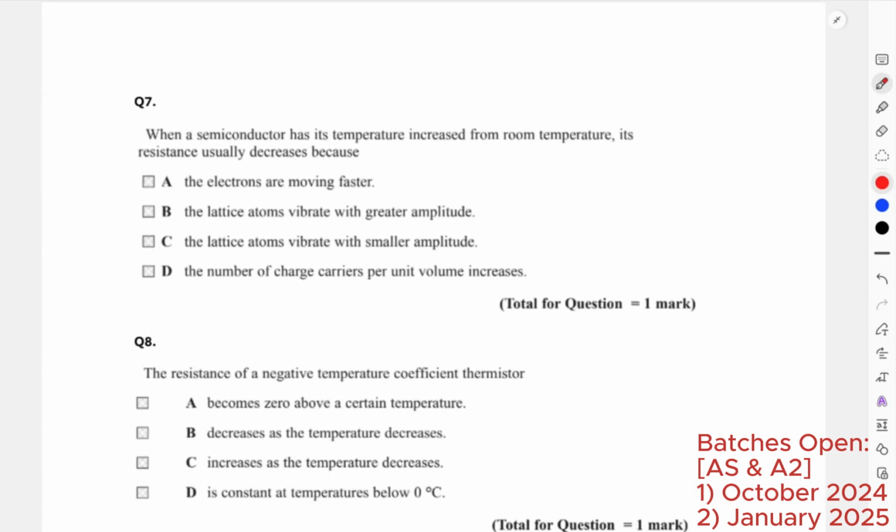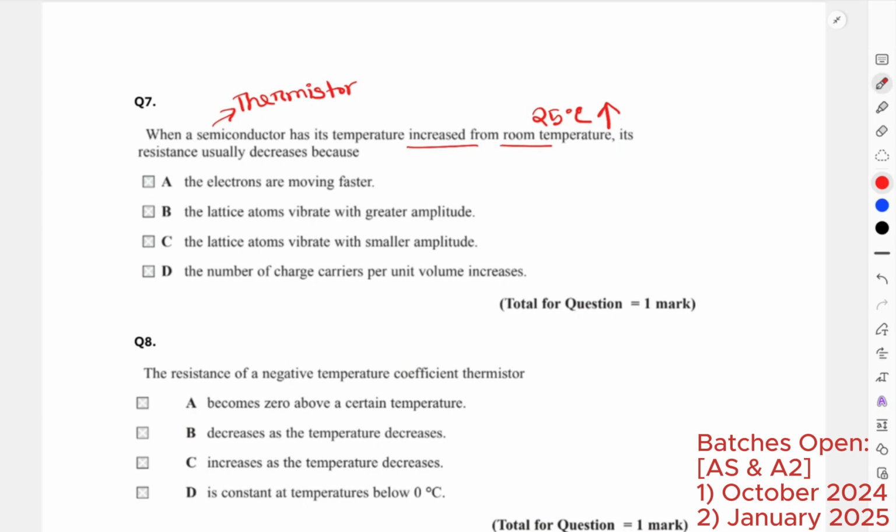When a semiconductor has its temperature increased, obviously semiconductor means they're talking about a thermistor over here, right? It has its temperature increased from room temperature, that means higher than 25 degrees Celsius, its resistance usually decreases. This is actually also a 4 mark question. Sometimes in electricity, they're going to ask this in MCQs, they're going to ask this in 4 mark questions. So they're quite related. If you understand the concept clearly once, you can obviously solve the MCQ and the 4 mark questions easily. This is obviously talking about negative temperature coefficient conductors, right?